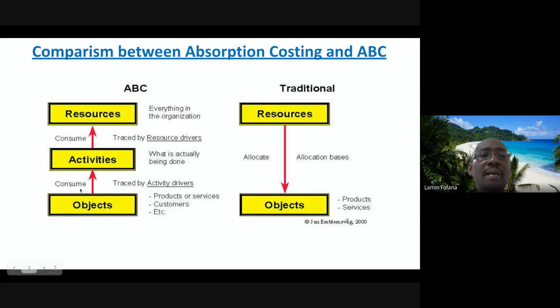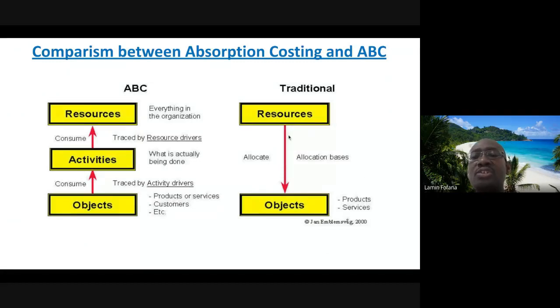So those activities. One of those activities we have seen is the production of the lemonade itself using electricity. Okay, so those activities will consume what? Resources, financial resources, and so on and so forth. So in ABC, you have to go through activities and then resources.